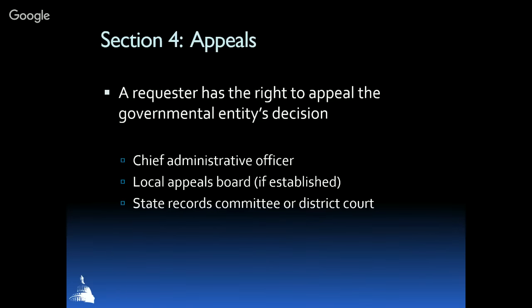The requester has the right to appeal the governmental entity's decision. We talked about that from Section 2, Access to Records. And appeals, this Section 4, outlines those provisions. The first appeal must go to the Chief Administrative Officer or the designee of the governmental entity. And a requester may appeal 30 days after the notification of denial.